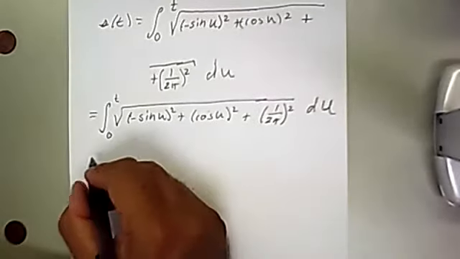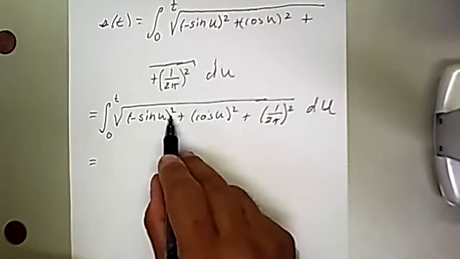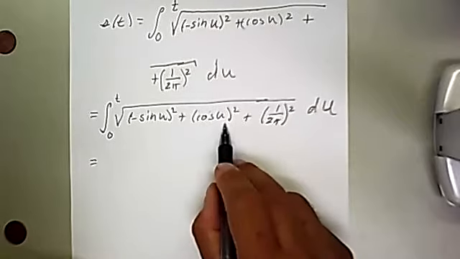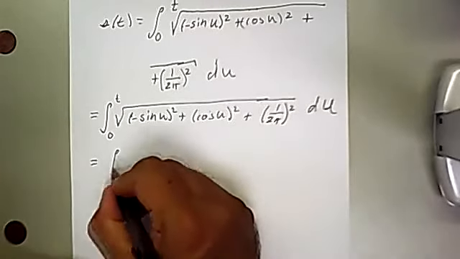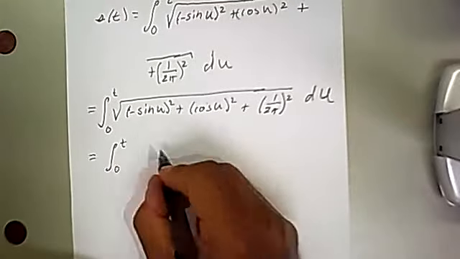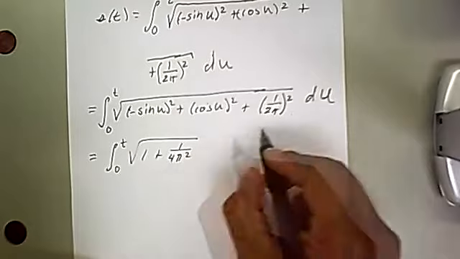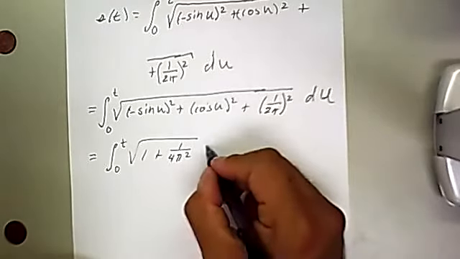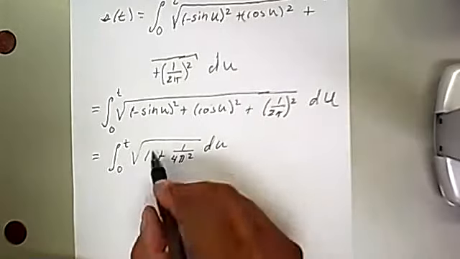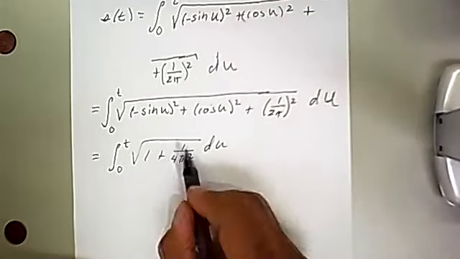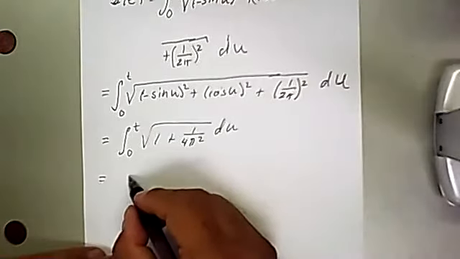Okay, now we need to simplify this. This is really sine squared because the negative vanishes after we square. So this is sine squared of u plus cosine squared of u, so those are going to be 1. So we have the integral from 0 to t of the square root of 1 plus 1 over 4 pi squared du, when we distribute the square. All of this is a constant, the 1, the pi and the 4. All of those numbers are constant, so we can factor them out.